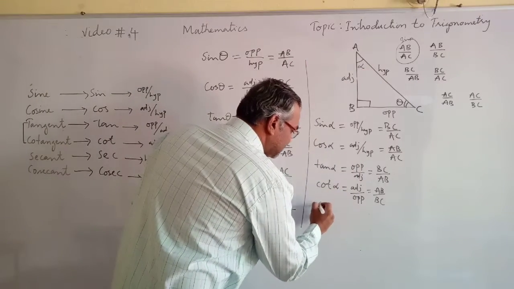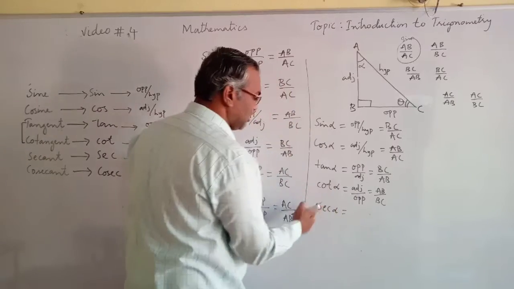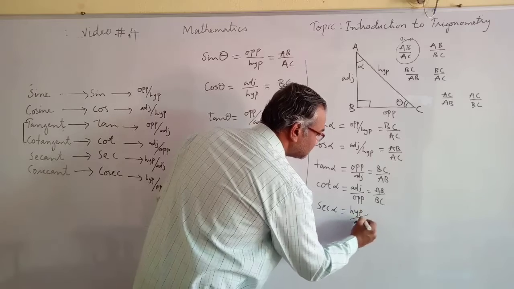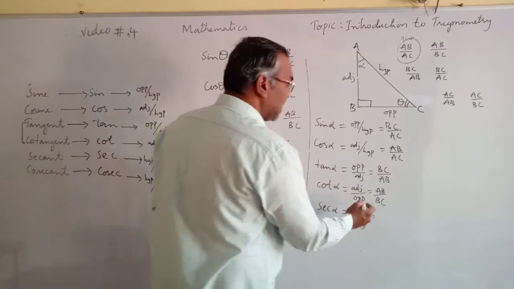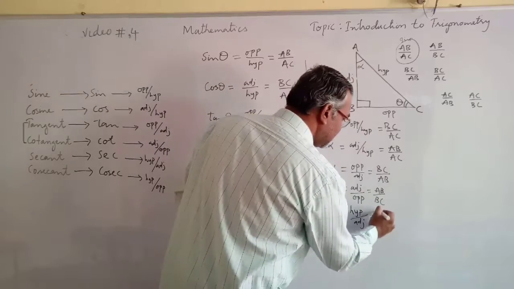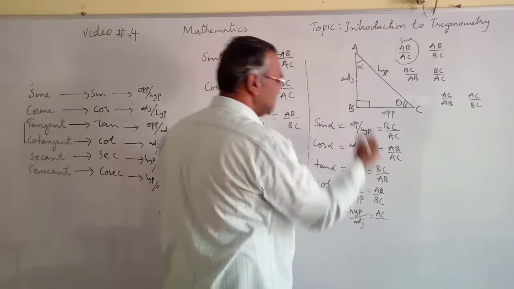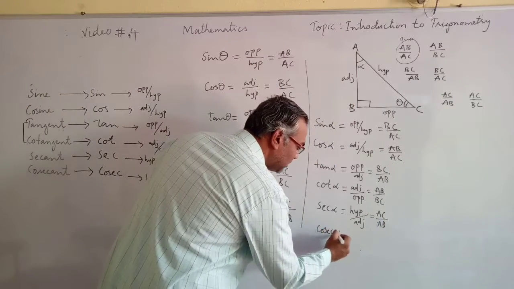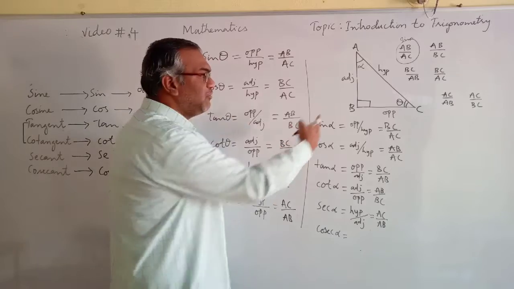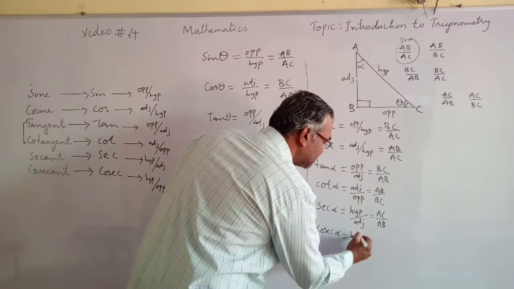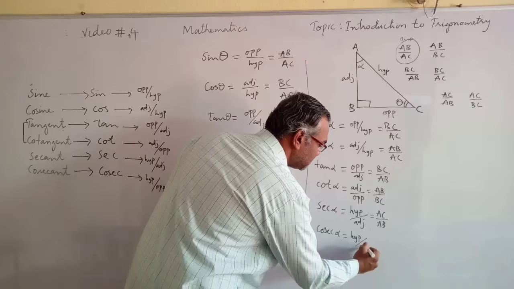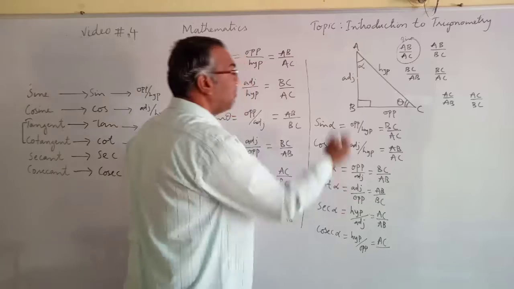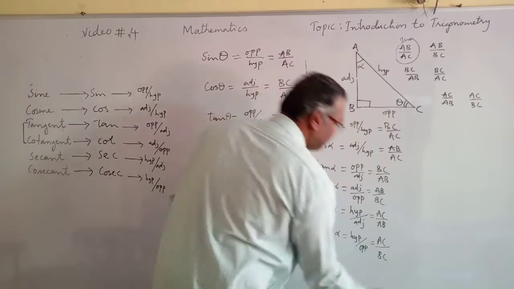Then sec alpha. Sec is the reciprocal of cos, so it will be hypotenuse divided by adjacent. So hypotenuse is AC divided by adjacent, here AB. Right? Okay, then cosec alpha. Cosec is the reciprocal of sine, that is hypotenuse divided by opposite. So hypotenuse is AC here and opposite is BC this time.